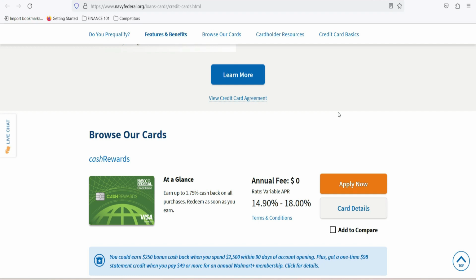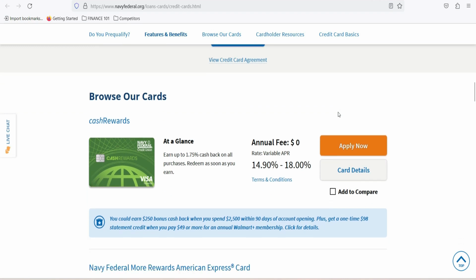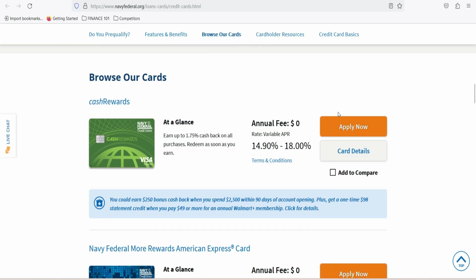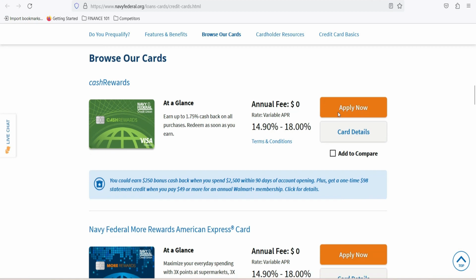5. Provide accurate and complete information. When completing the credit card application, ensure that you provide accurate and complete information. Include details about your income, employment, and other financial aspects. Accuracy is crucial, as it helps Navy Federal assess your financial situation accurately.